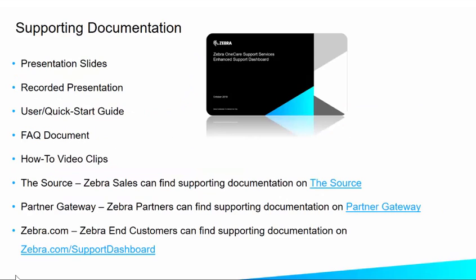Where can you find additional information? Again, for internal Zebra folks, you can find it on the source. For our partners, you can find that information on Partner Gateway. And for our end user customers, you can find that information on zebra.com on that support dashboard page. There's lots of information for you. Presentation slides that you're currently seeing, this recorded presentation, a user or quick start guide on how to use the new dashboard, a really informative FAQ documents, even some how-to video clips. So if there's something that you don't quite understand how to do on the dashboard, we probably have a video that tells you how to do it.